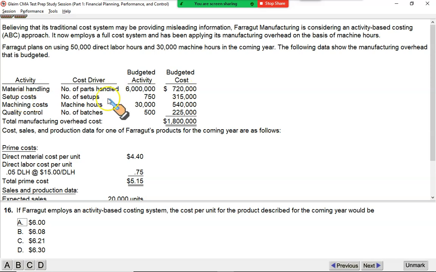Similarly, the other cost pool we have is the setup cost. It includes all the costs related to setting up your machinery. It's estimated to be 315. How many setups are expected? 750. So this setup cost pool is driven by the number of setups. We identified another cost pool, machining cost pool, 540. It is driven by machine hours. Quality control cost pool, 225. It is driven by 5.